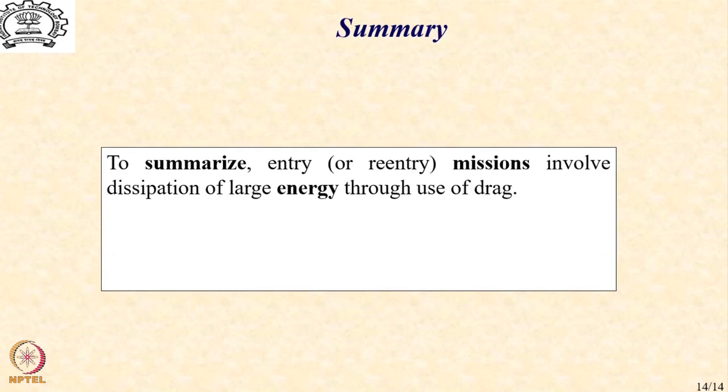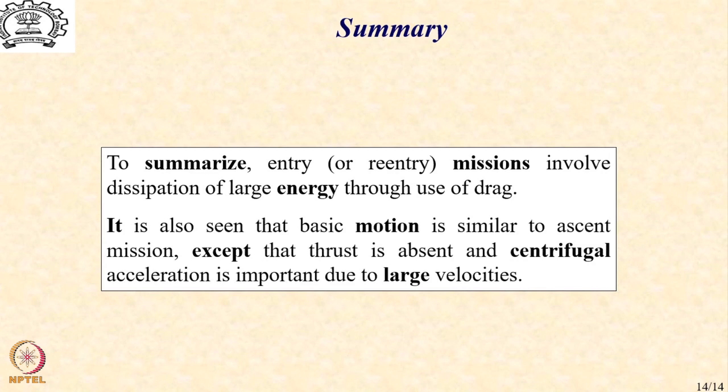So, to summarize, the entry or the re-entry missions involve dissipation of large energy through use of drag. It is also seen that basic motion is similar to ascent mission, except that thrust is absent and centrifugal acceleration is important due to large velocities. In this lecture, we have looked at some of the basic concepts of an entry mission, which requires that a vehicle on a mission in outer space is brought back to Earth in a safe manner. We have also noted that an important requirement would be to manage the heat load, which can be done indirectly through managing the drag acting on the vehicle, which is responsible for heat generation.